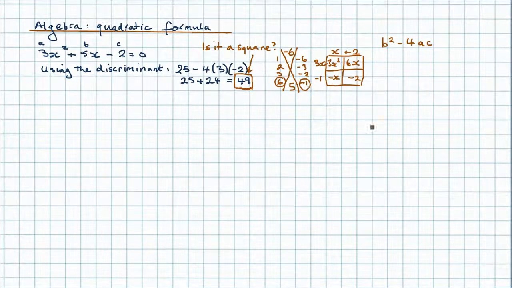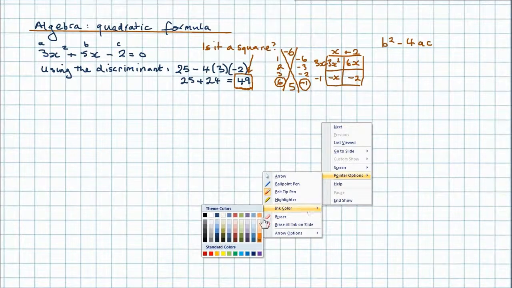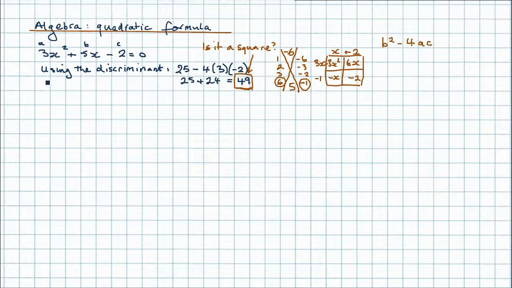So we've now worked backwards to find our factors, and we know then that this expression can be factorised as x plus 2 times 3x minus 1, which equals 0. And if we know that, we can then say, using the zero product rule, x plus 2 equals 0 is one option, so x is going to be equal to negative 2. Or 3x minus 1 equals 0, so 3x must equal 1, therefore x must equal a third.